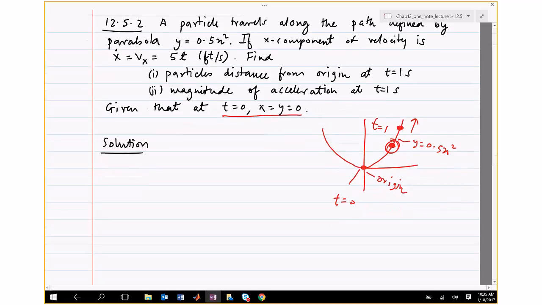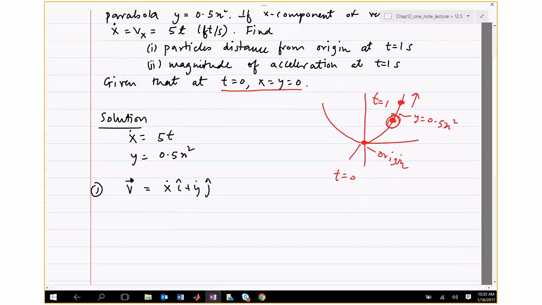Let's see. You're given that x dot is 5t and y equals 0.5x squared, right? I'm not writing the z because this is planar motion in the xy plane. If you can find v, then you can integrate v to get x, and that's the first question. So v is x dot i plus y dot j. We know x dot is 5 times t. We don't know what y dot is, so let's try to find y dot.